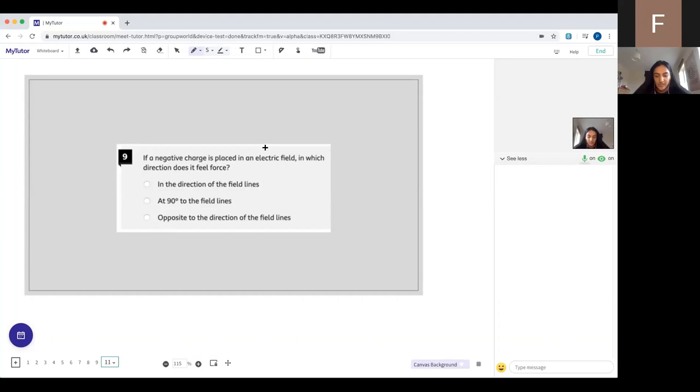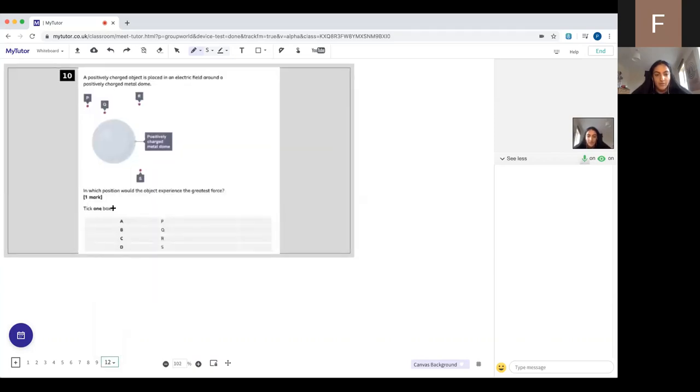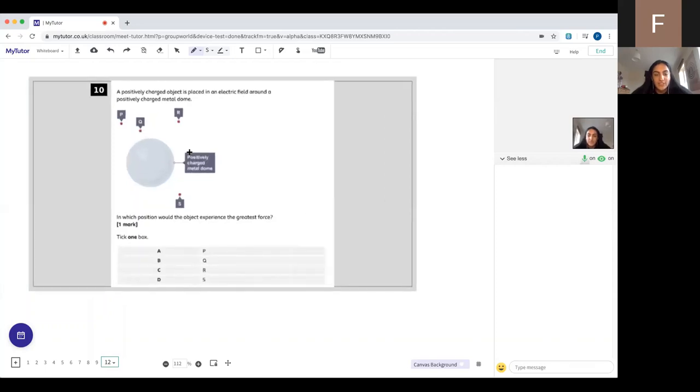Give you a few more seconds. Well done if you said C. A negative charge feels the force opposite to the direction of the field lines. Brilliant. Okay, and one last one of those multiple choice questions.